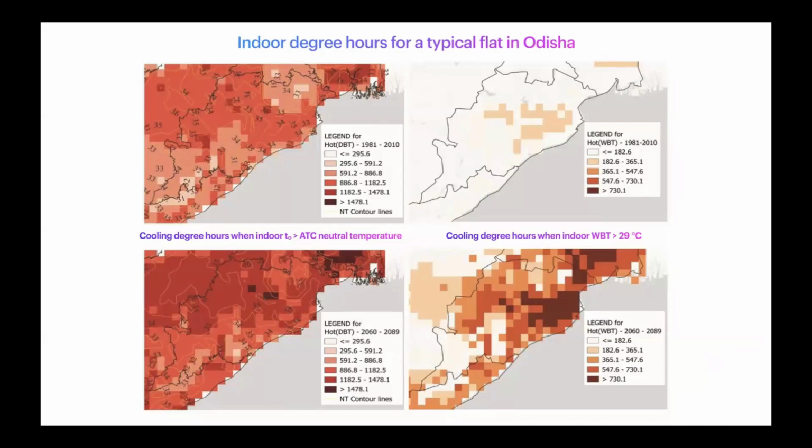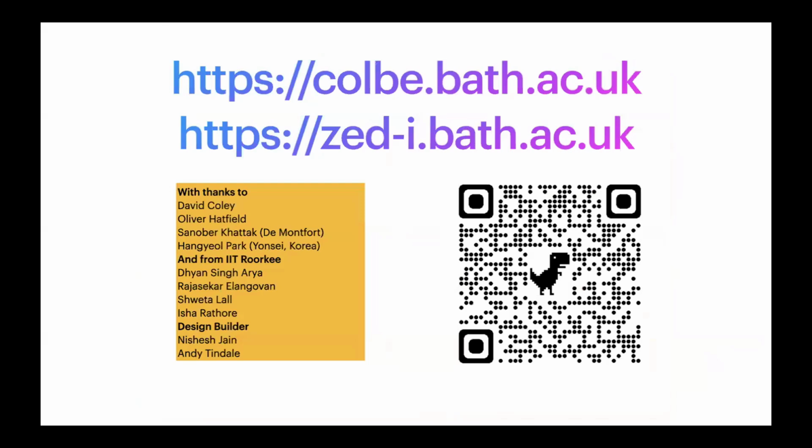So this is the same analysis now going back to Odisha, which is on the eastern seaboard. This is degree hours of cooling degree hours using either dry bulb on the left or wet bulb temperature on the right. And you can see there's quite dramatic changes. Top row is the past, bottom row is the future. And you can see there's quite a lot of change on the wet bulb front for this particular part of India in the future.